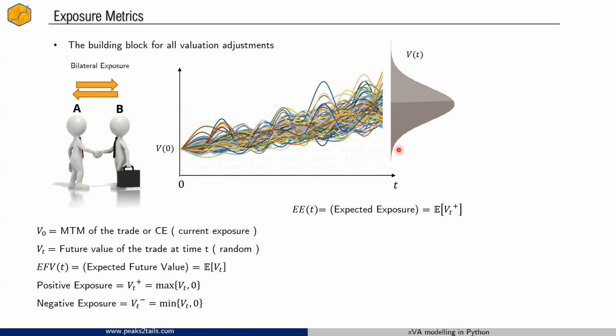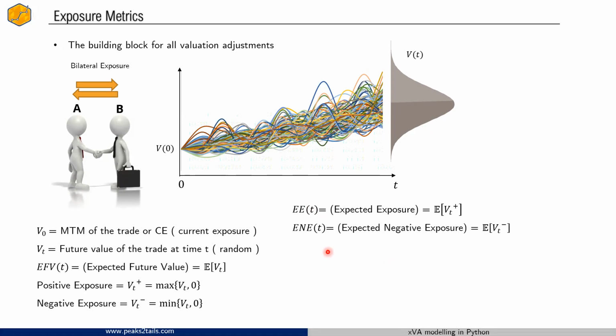Okay. So in this picture, what I'll do is below this, there will be the negative part. Replace all those with 0. Keep the positive part as is. Then take the average. That is expected exposure.